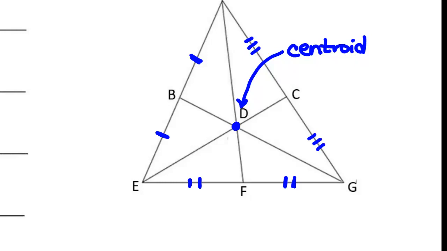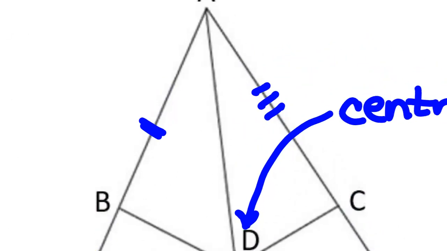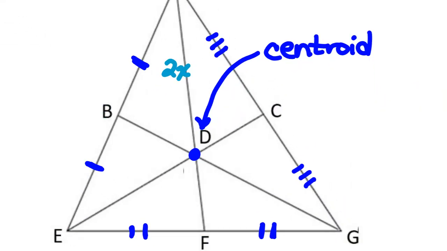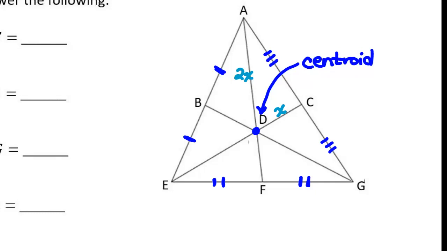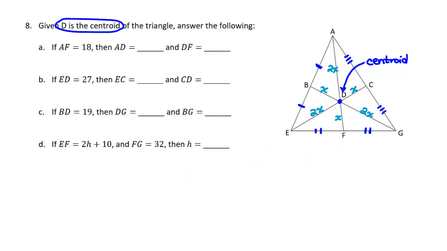From A to D should be labeled with what? 2X. I'm just going to move my way around the triangle clockwise. CD should be what? X. DG, 2X. DF, X. DE, 2X. And DB, X. Beautiful. Remember, if it goes from the centroid to a midpoint, it's X. If it goes from the centroid to a corner, to a vertex, it's 2X.